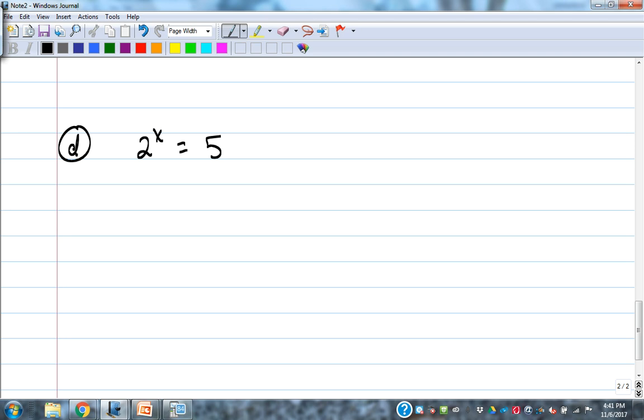Now, last week we had problems like 2 to the x equals 8. And we were able to change that 8 into 2 to the third. And we knew that x would equal 3. But 5 doesn't work that way, right? You can't say 2 to some nice, easy power gets you 5. 2 squared is 4. 2 to the third is 8. So we're somewhere between 2 and 3 should be our answer, but what number is it? Who knows? So we've got to look at trying to solve that.